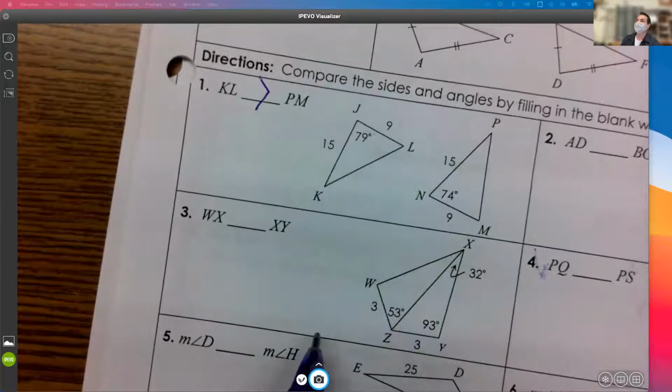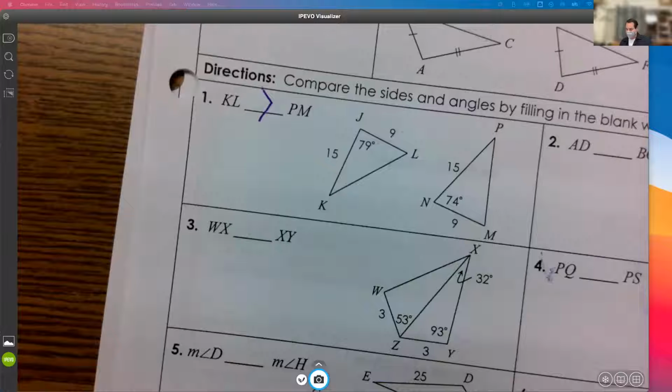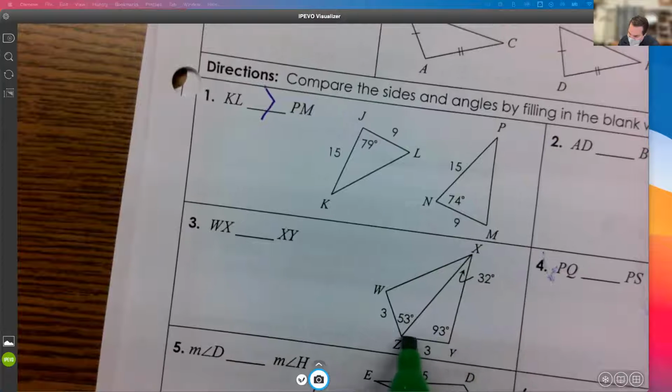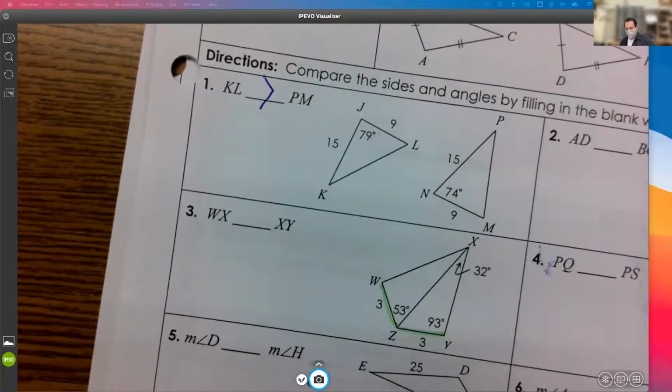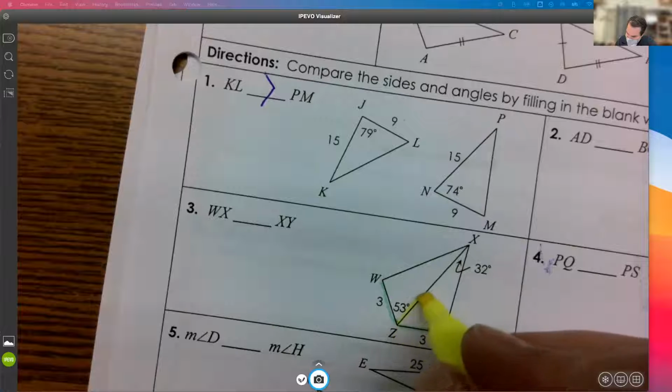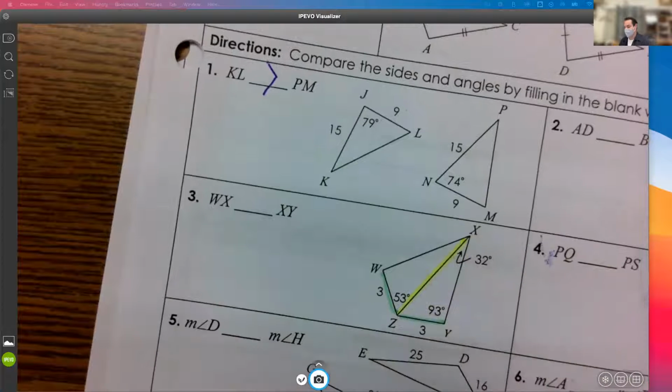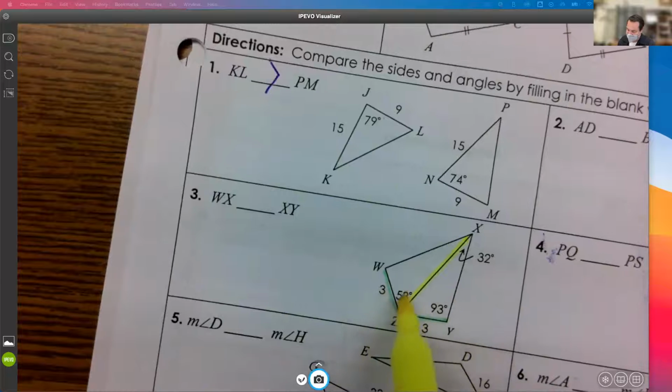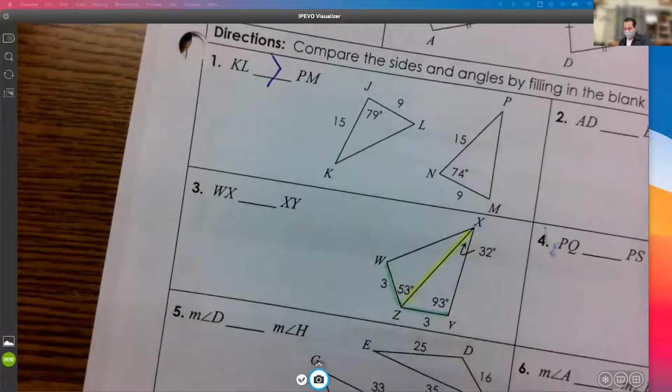What about number 3? How is that one harder? Do we have the two sides? Well, we know that 3 is there and 3 is there. So there's one pair of sides. Is there another pair of sides that are the same? Isn't this side the same as itself, reflexive? So now that means that this triangle with 53 and this triangle with the missing angle have to be compared.